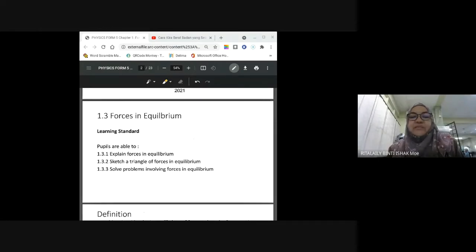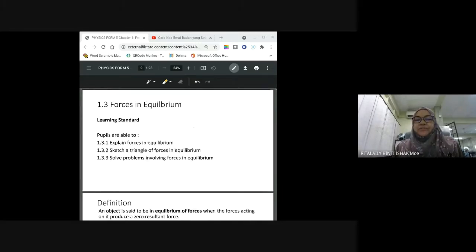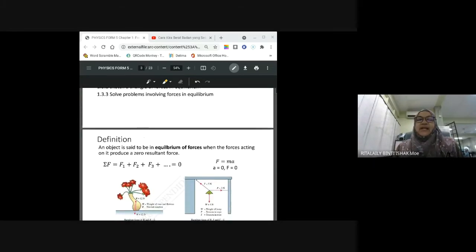You should be able to explain force in equilibrium. You should be able to sketch a triangle of force in equilibrium, and also be able to solve problems involving force in equilibrium. Okay, so what is the definition of equilibrium of force, or force in equilibrium?